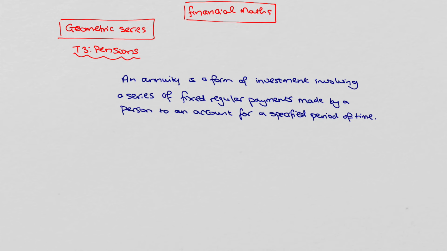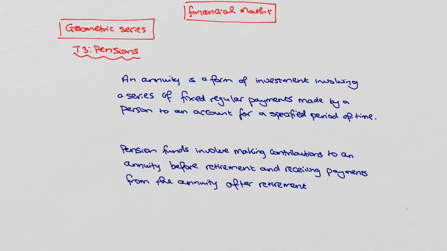Financial Maths, Geometric Series, Type 3 Pensions. So an annuity is a form of investment involving a series of fixed regular payments made by a person to an account for a specified period of time. And interest is compounded then either at the beginning or the end of each period.